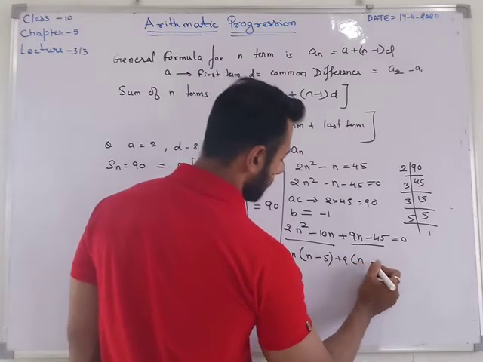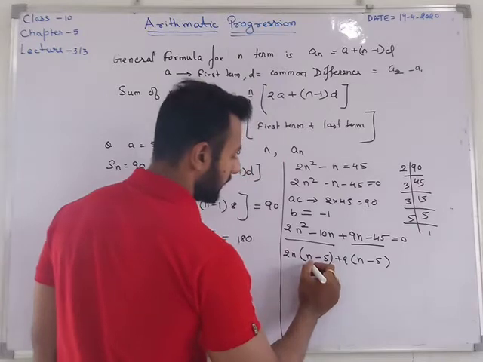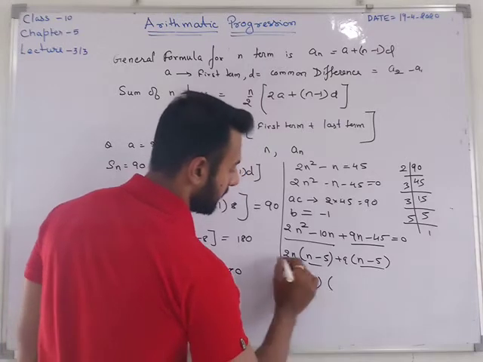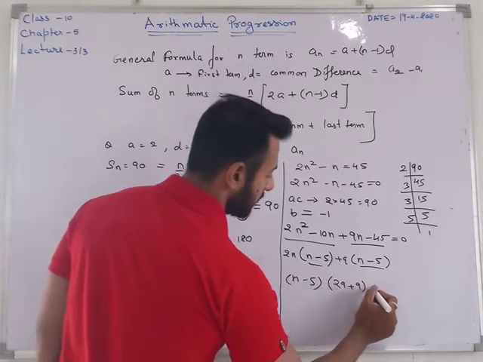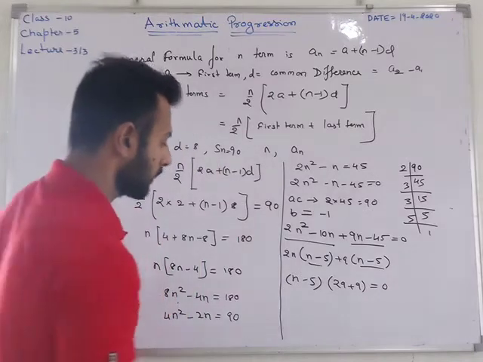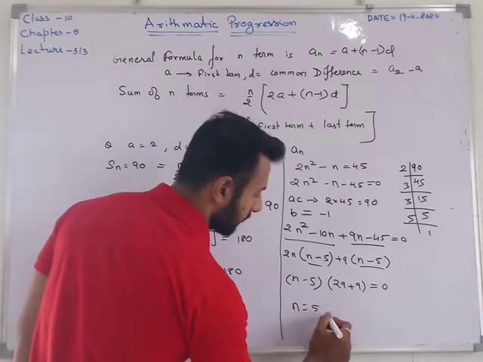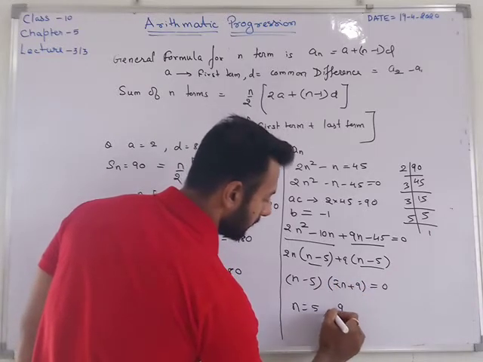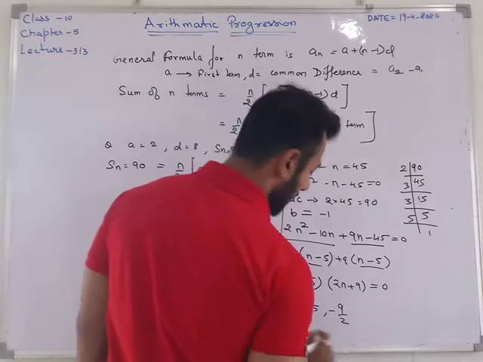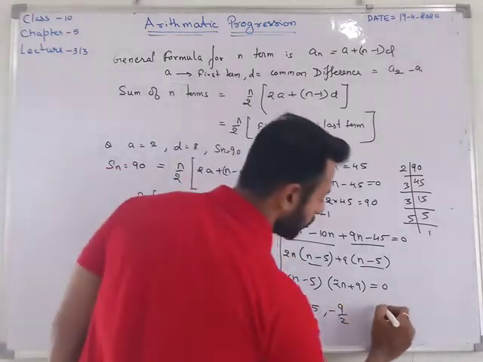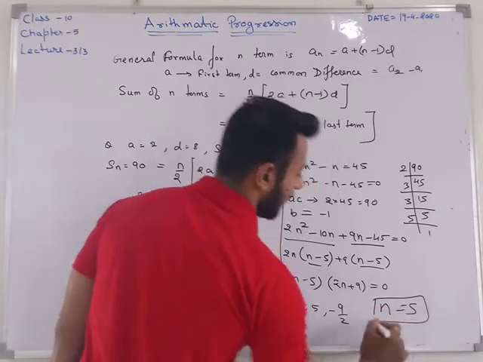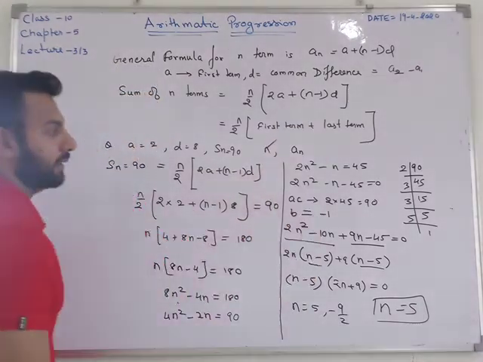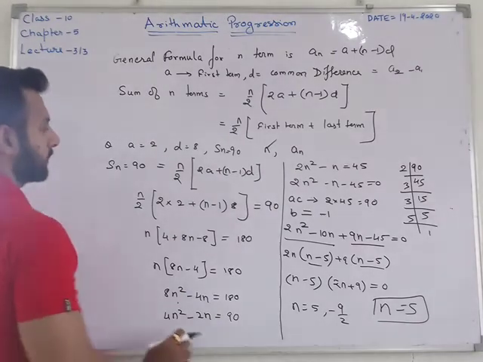So in the bracket it will be n minus 5. Now we can take n minus 5 common from this. The remaining term is 2n plus 9 is equal to 0. So n can be 5 or minus 9 by 2. We have to take the positive value, so n is equal to 5. n is equal to 5 is the solution for this. Now we got the value of n. Now we want the value of an.